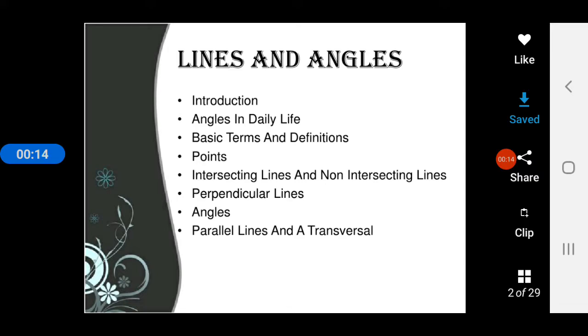Here in this chapter we'll study about lines, angles and various properties related. Before starting the chapter, let us go through some basic concepts. Angles in our daily life, basic terms and definitions which are related to these angles, point, intersecting lines, non-intersecting lines, perpendicular lines, angles, parallel lines and a transversal. Let us start.